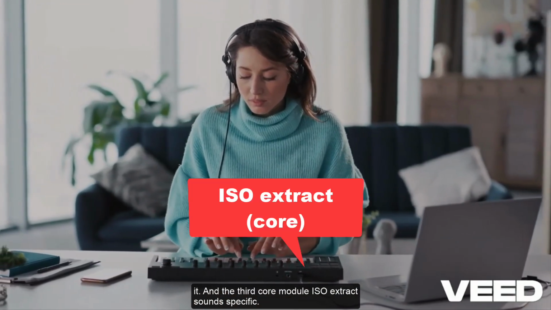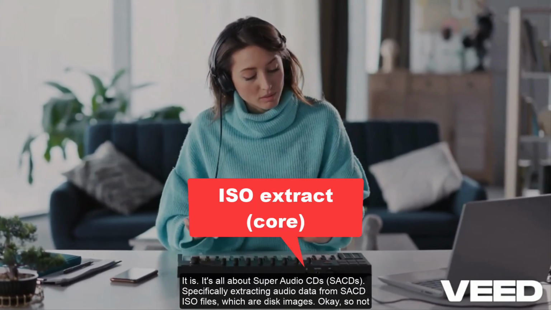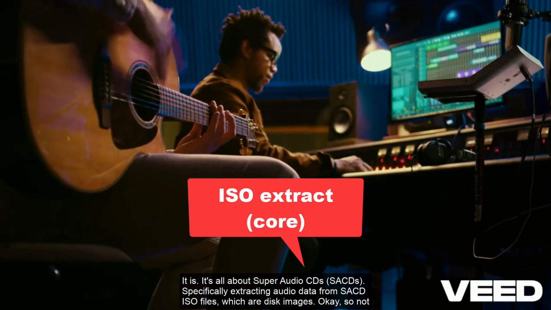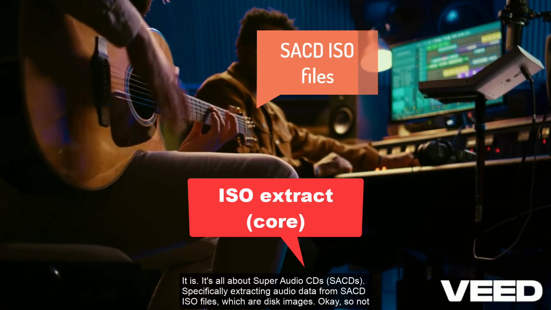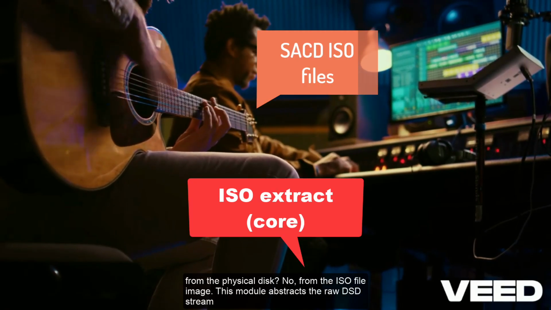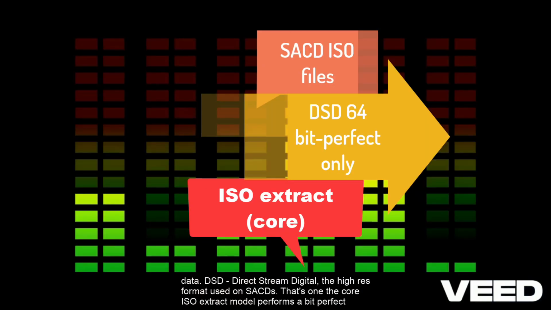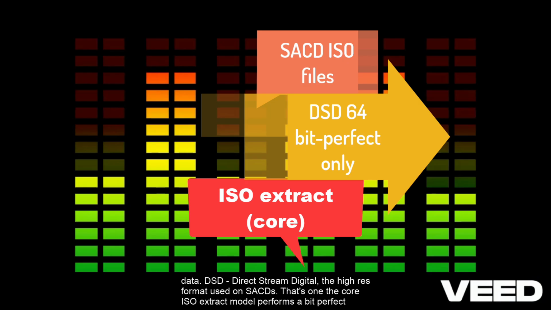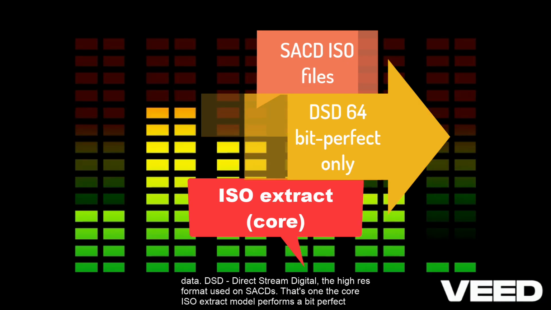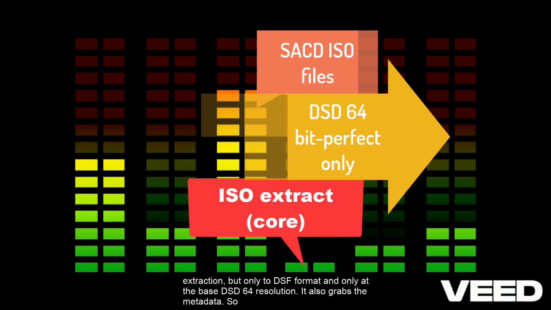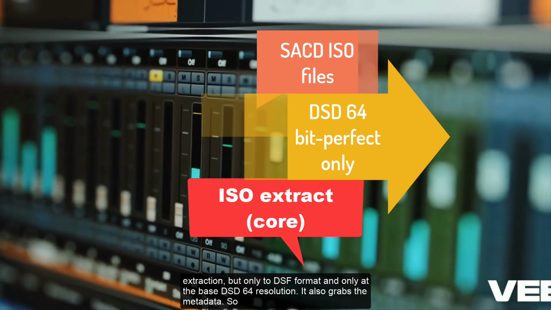Got it. And the third core module, ISO extract. Sounds specific. It is. It's all about Super Audio CDs, SACDs. Specifically, extracting audio data from SACD ISO files, which are disk images. Okay, so not from the physical disk. No, from the ISO file image. This module extracts the raw DSD stream data. DSD, Direct Stream Digital. The high-res format used on SACDs. That's the one. The core ISO extract module performs a bit-perfect extraction, but only to DSF format and only at the base DSD64 resolution. It also grabs the metadata.